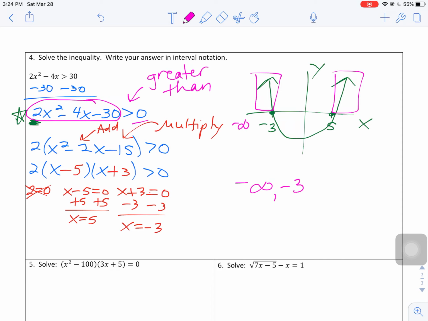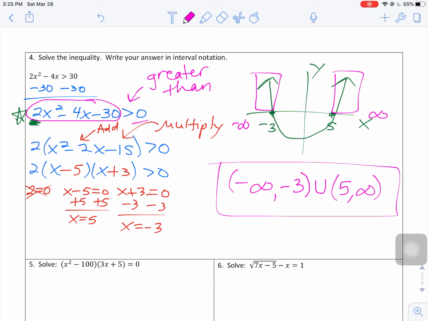So I would do a normal curved parentheses for the negative infinity. And then since this is a greater than sign as opposed to an equals sign, I'll do a curved parentheses. If this greater than sign had the little half equal sign under it, I would want to do a square bracket on the negative 3. But I want to do an open circle. And then I'll do a little union symbol. And then the next time that that green parabola is above the x-axis is from 5 to infinity. From x is 5 to x is infinity. So then that would be my answer in interval notation.